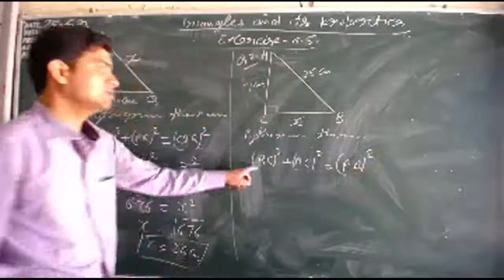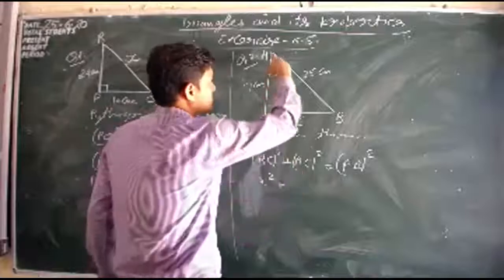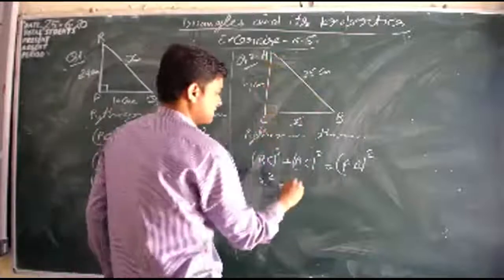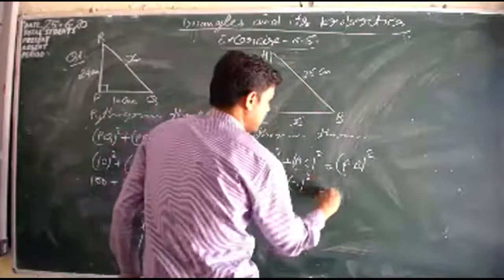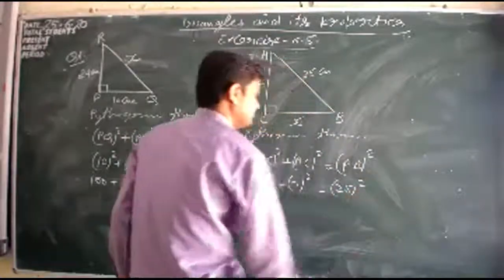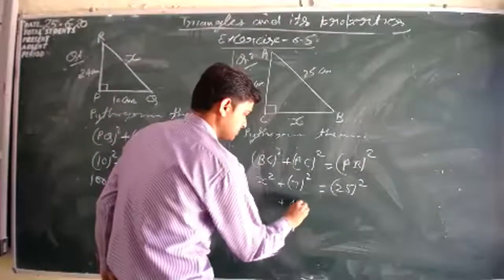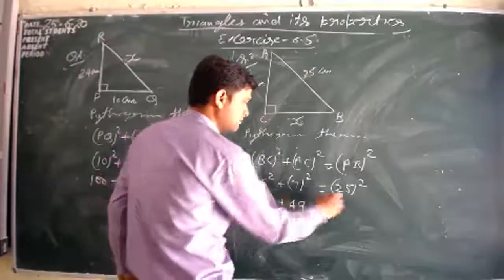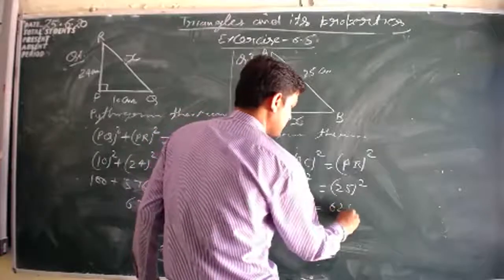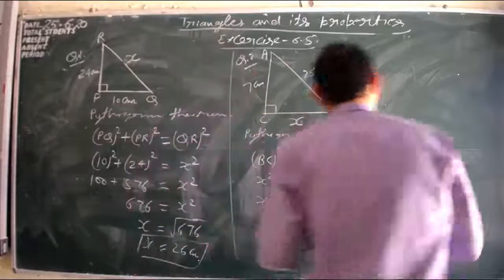Clear? Now BC is equal to x square. AC is equal to 7 square, and AB is equal to 25 square. Clear? Now the square of this is 49, the square of this is 625. Clear? Now the value of x square.